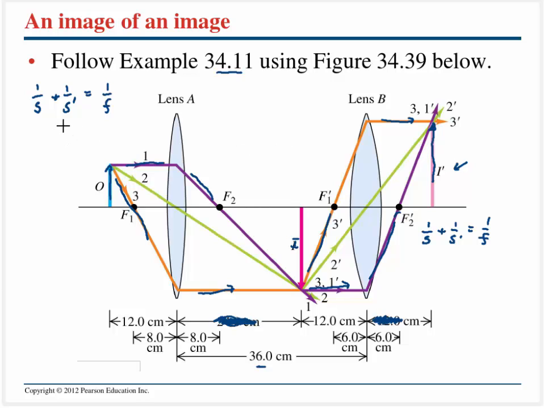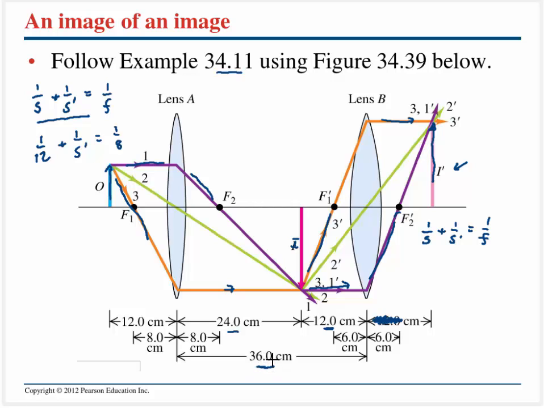And what we would essentially do is simply apply this equation here twice. First for the first one, where we know the object distance is 12 centimeters. We don't know what the image distance is, and we know the focal length of the lens. In this case it's going to be 8. We can go ahead and solve for this and figure out that S prime is going to be 24 centimeters.